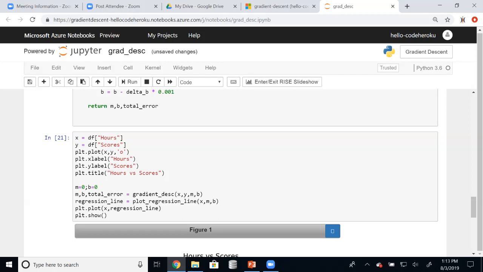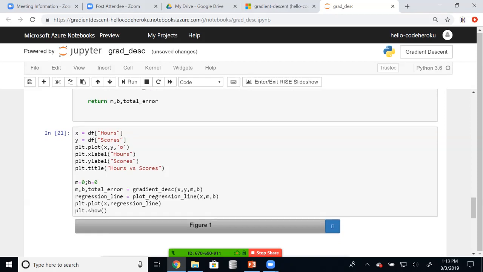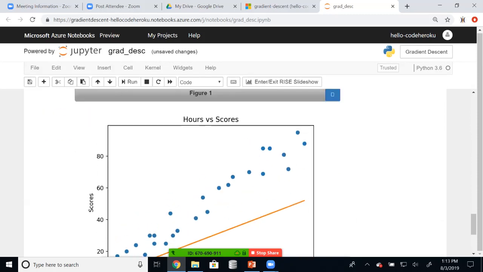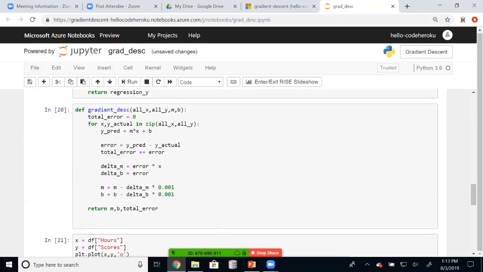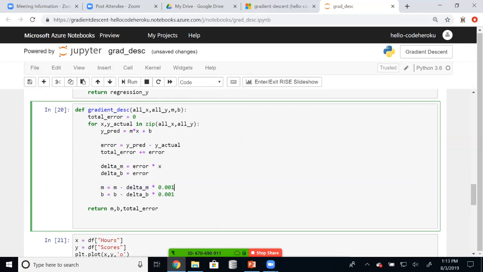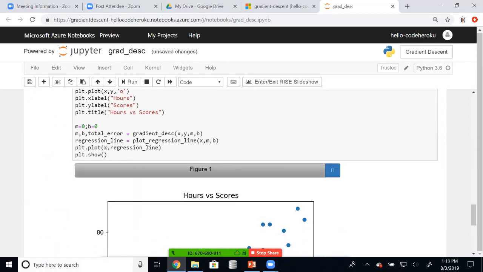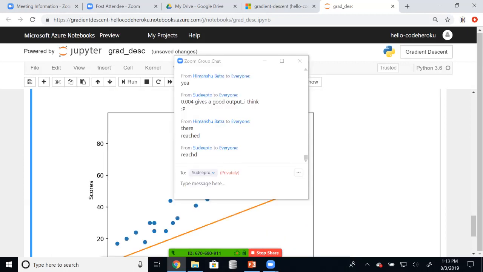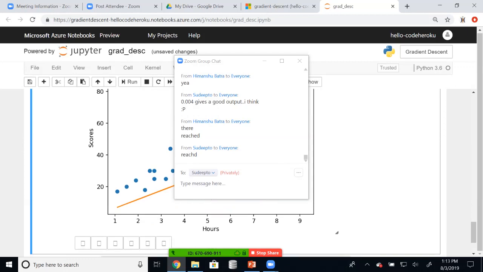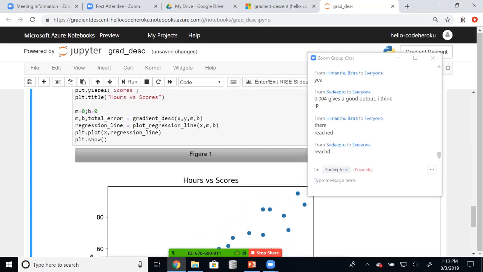we are getting a good line over here. Is everyone getting a good line? Reach this point and get to this line first. Okay, so here's my gradient descent algorithm. I'm just multiplying delta m with a small number, and this is a negative because I want to move in the opposite direction of the tangent. Get to this point and let me know. Okay, so you guys are over here.